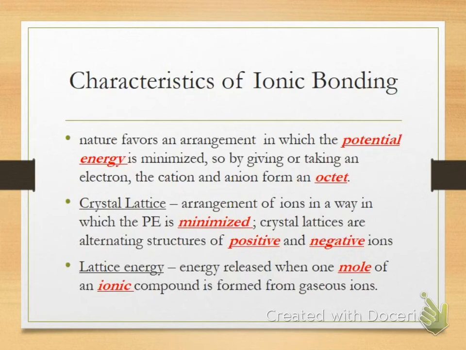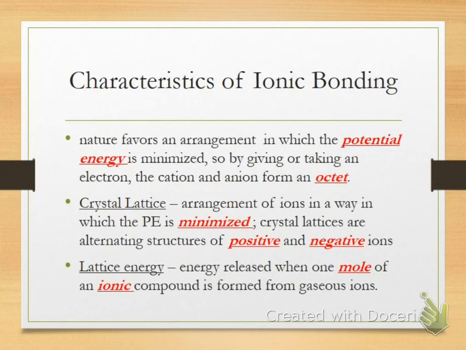They're in a crystal lattice structure, which is very organized, because it's a crystal. That's the arrangement at which the potential energy is minimized. They're alternating structures of positives and negatives. We saw that in the TED video, that they're alternating between the positives and the negatives. And the lattice energy is the energy released when one mole of an ionic compound is formed from gaseous ions. It's energy released, because it's more stable, so it releases some of its potential energy when it bonds.